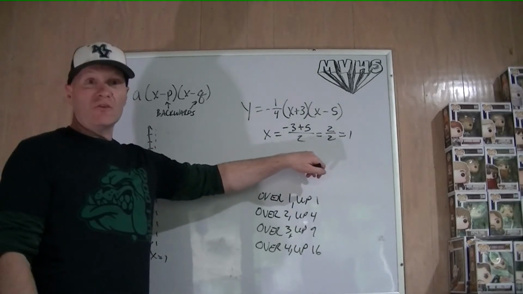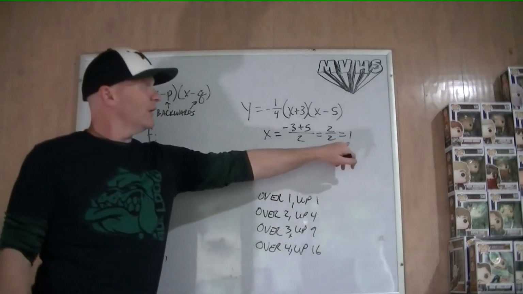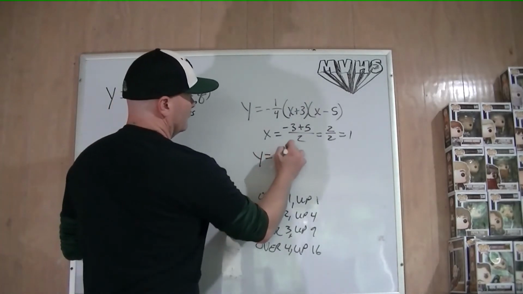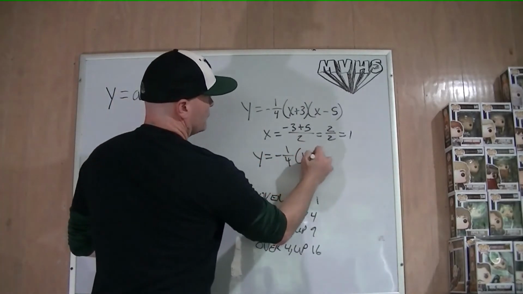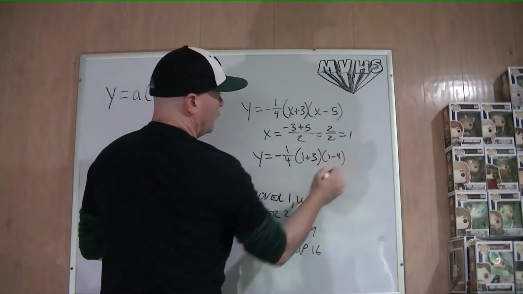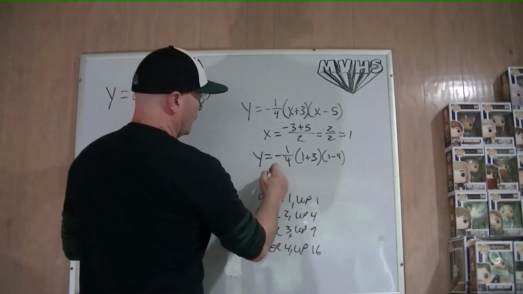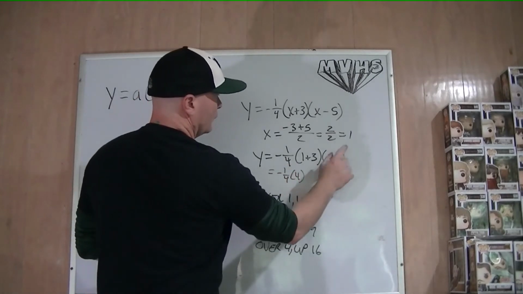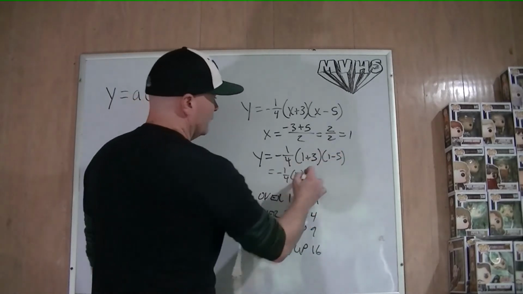Once we know the x of symmetry, just like with standard form, we're going to take that number and plug it into this equation, and that'll tell us the y value. So it's going to be 1 plus 3, 1 minus 4. See, 1 plus 3 is 4. And then 1 minus, oops, I wrote that wrong. 1 minus 5 is negative 4.